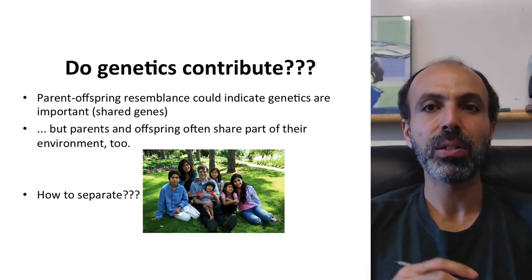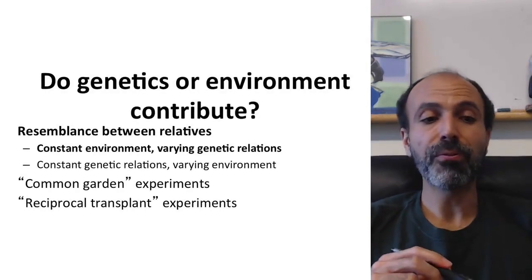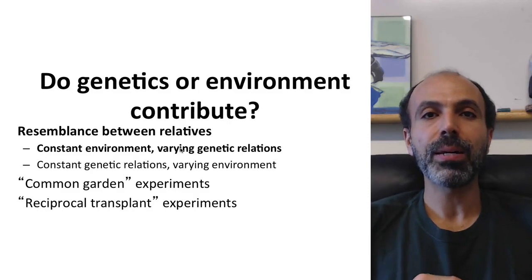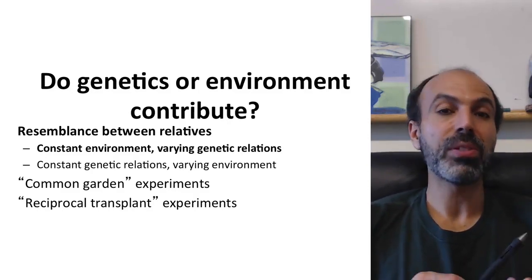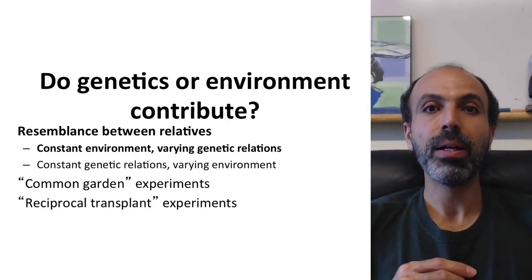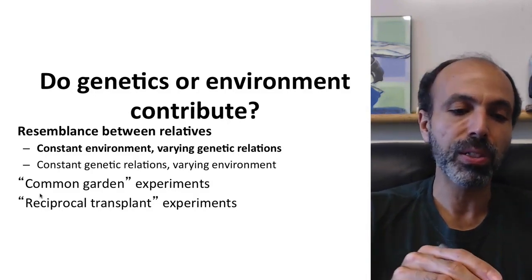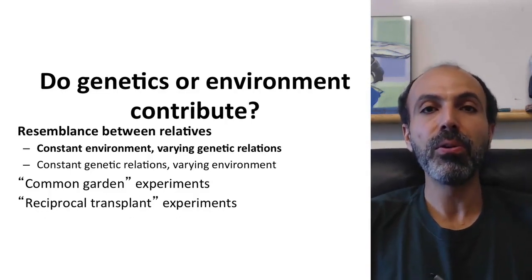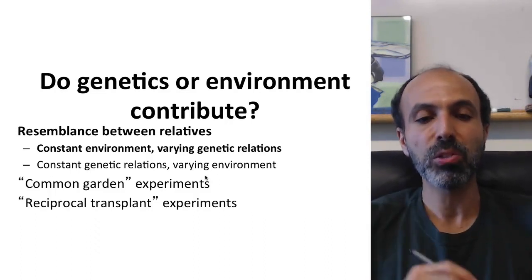How do we distinguish? Well, I'm going to show you a couple of different means. In the first part here, I'll talk about resemblance between relatives, and I'll use examples of identical versus fraternal twins, or monozygotic versus dizygotic twins, as an illustration. Then we'll come to the more meaty parts, which are common garden experiments or reciprocal transplant experiments. Those use the same principles as the twin examples, and you'll see this in just a moment.